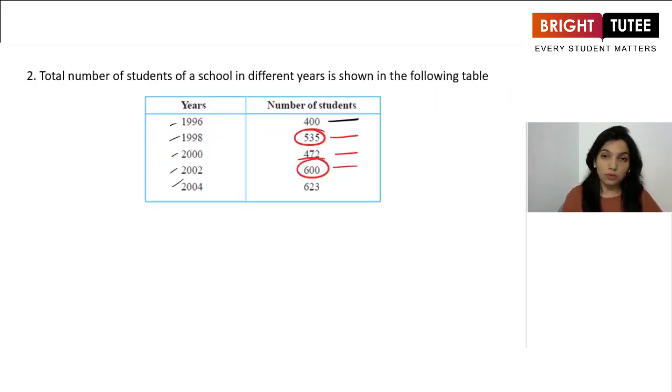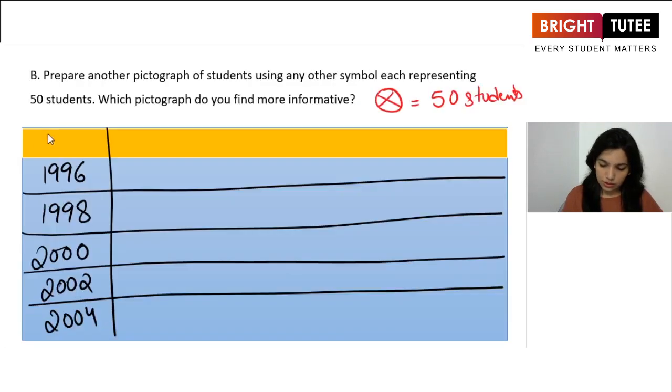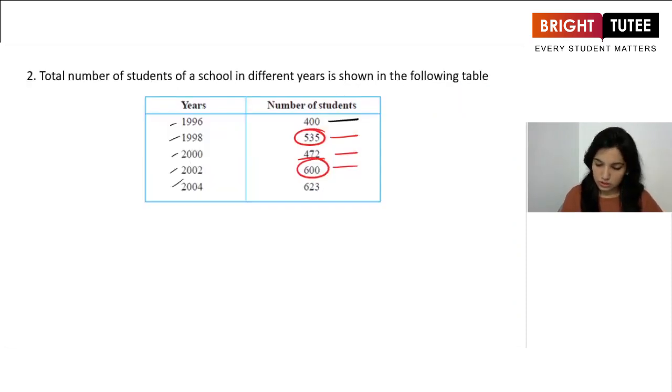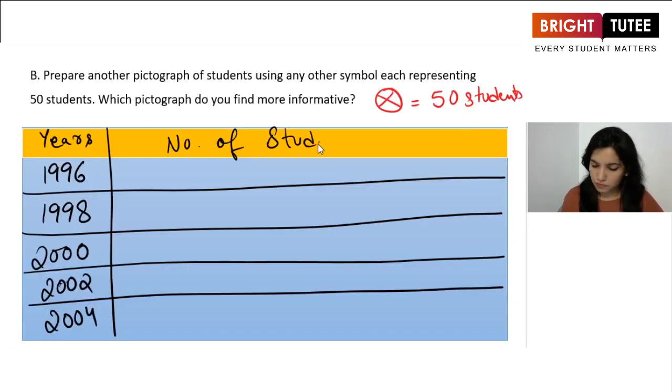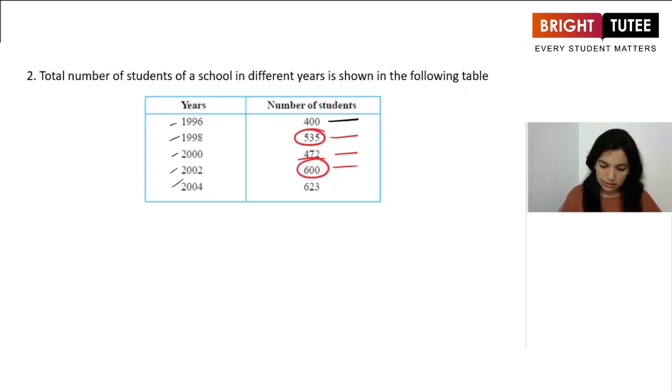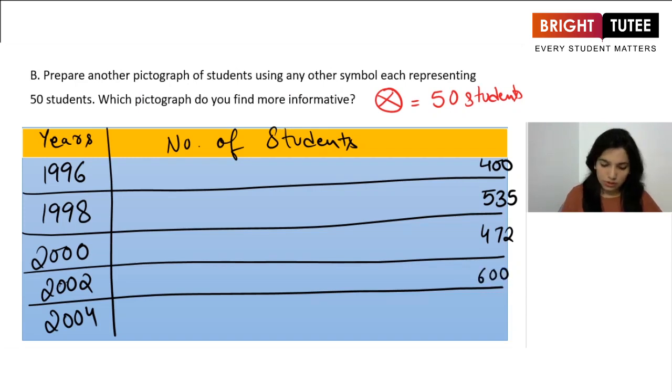Okay. Now what more we need? We need to put these numbers, and let's write it here. This is years and this is number of students. Now what symbol we have? We have got a circle with a cross and 50 students it is representing each. So in the first one we need to represent 400 students. In the next one 535. Then the next one it is 472. Then the next one it is 600, and the next one is 623. Okay, so these numbers we are going to represent using the symbol.